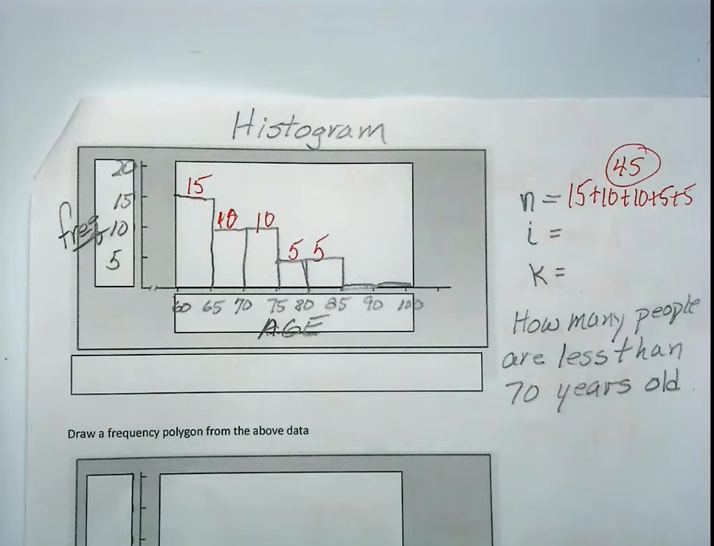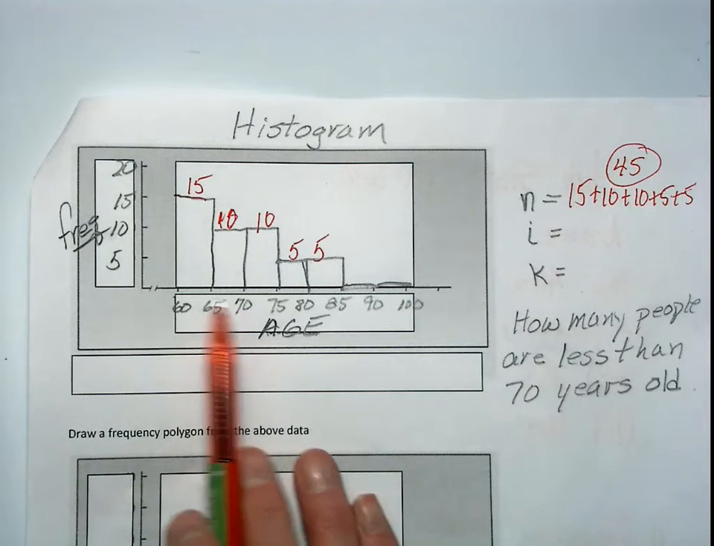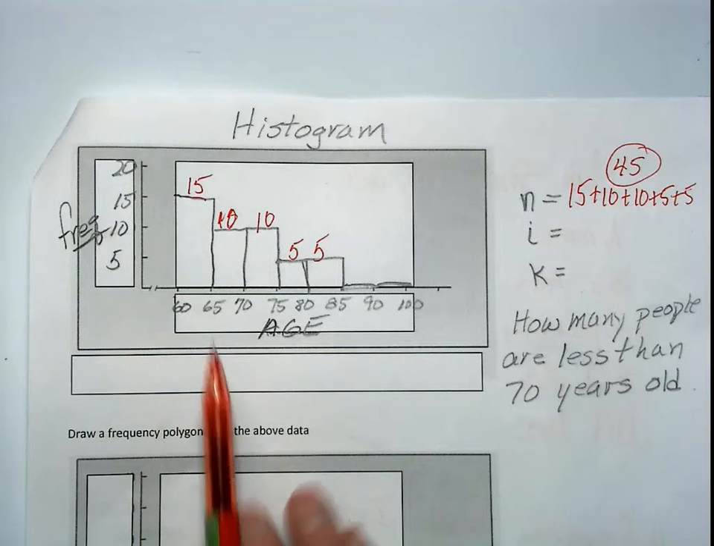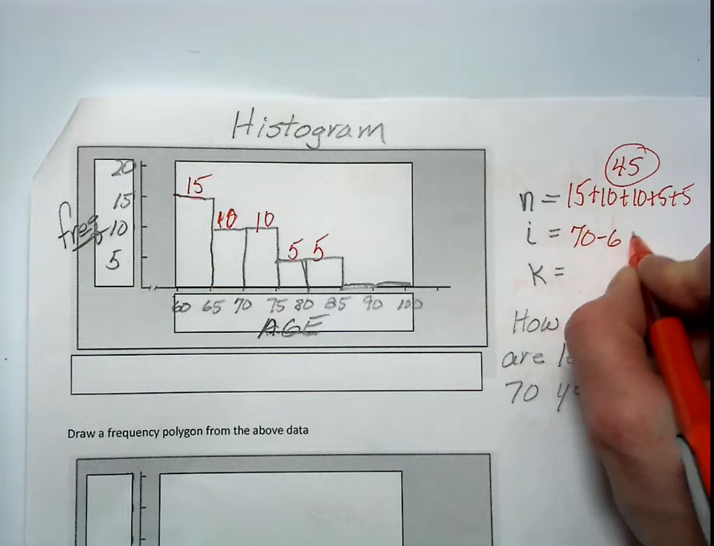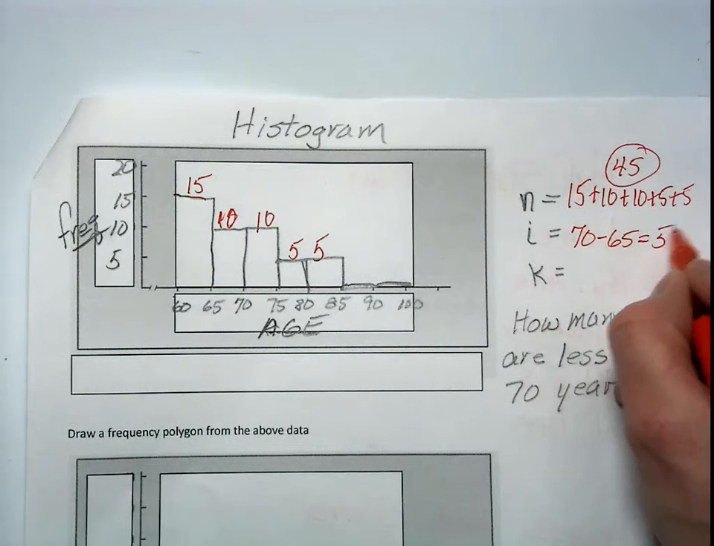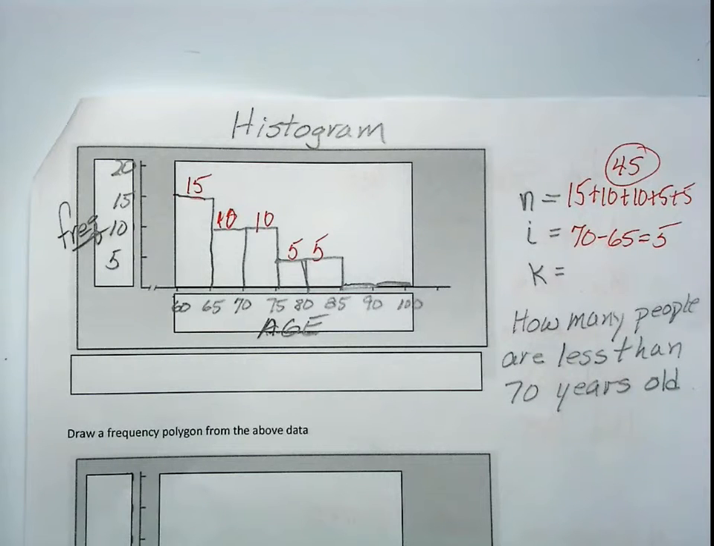Okay. I, interval. Instead of the calculation from using the raw data, if we were just given the histogram, we can calculate the interval by taking any of these upper limits minus the lower limit. 70 minus 65, the interval's 5. The interval should be consistent throughout the histogram, except if we have an open-ended histogram. For example, if there were many people younger than age 60, we would have an open-end bar on that side.